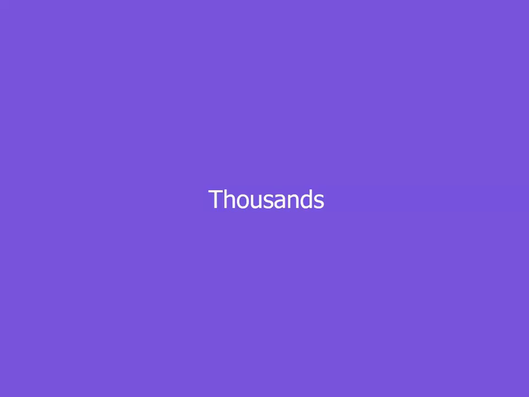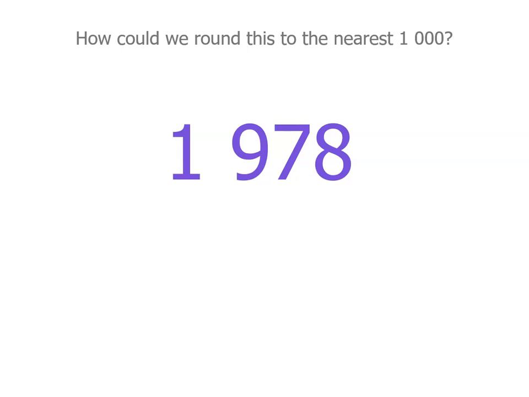What about if our number goes up to the thousands? We've got 1,978. How could we round this to the nearest 1,000? And this time it's written as 1,000 instead of words, so we get used to seeing both. Now, it doesn't matter how many digits our number has. What matters is the number that we're rounding it to. And we need to round it to the nearest 1,000.